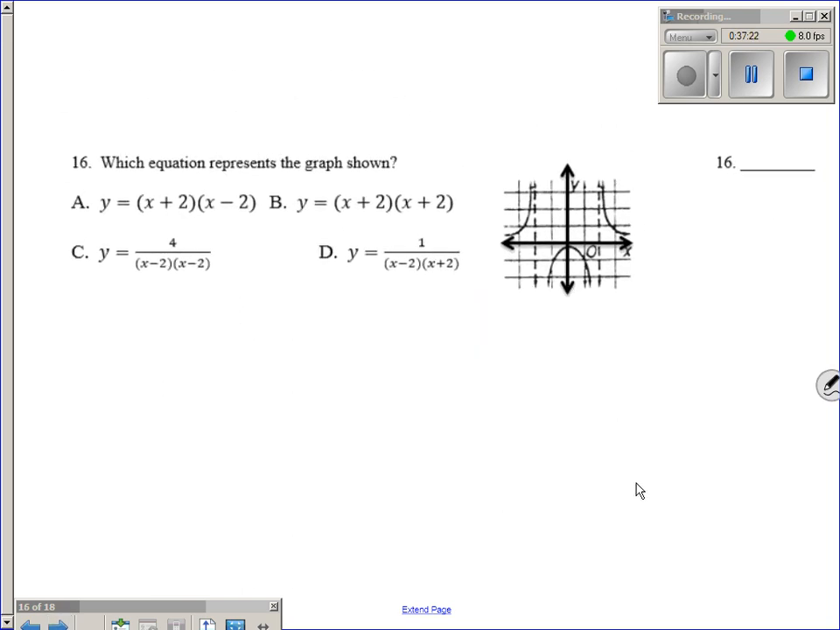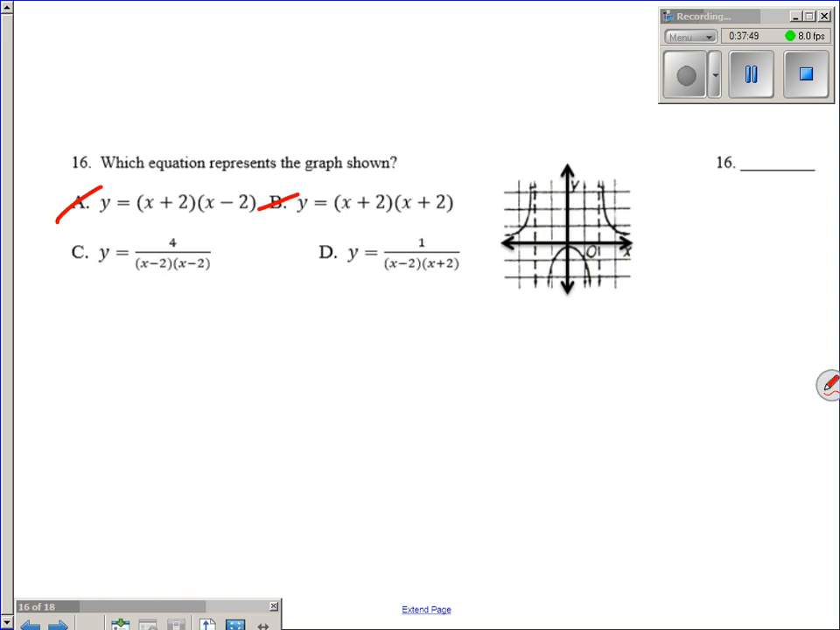Okay, number 16, we're almost done. Number 16, this one I told you guys, the easiest thing to do probably would just be to plug these equations into your calculator and see which one most likely resembles it. Hopefully you will understand that it is not going to be A or B, because A and B are not a rational function, and this whole unit is on rational functions. So we can already cancel those out.